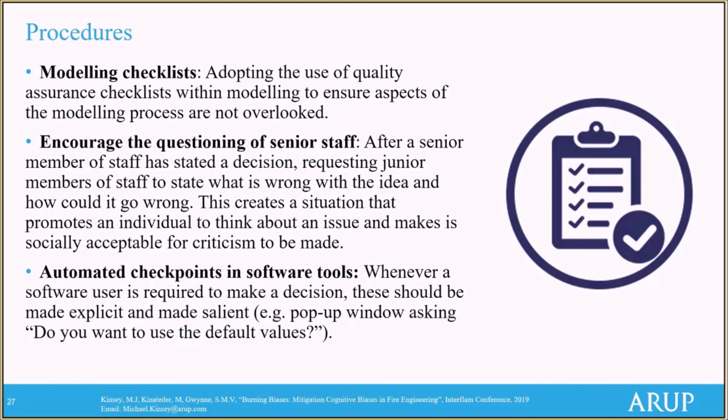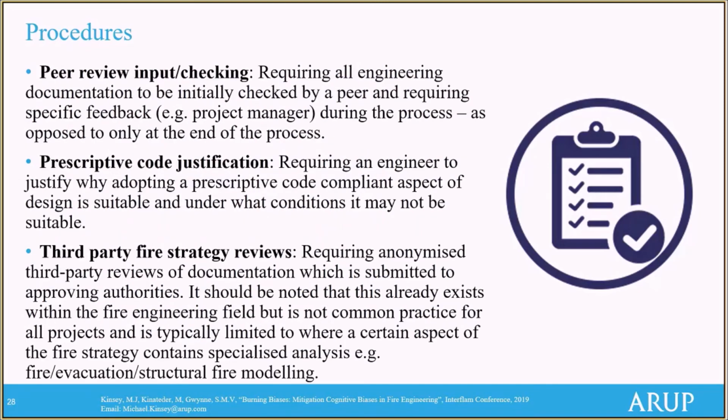So software developers in engineering have a role to play in this. Peer review and input checking is common, certainly internally, but also externally, to make sure that what you're doing is correct. Prescriptive code justification. A lot of the time you may follow what's written in a prescriptive code or guidance document and no one will question it, but maybe we should start asking sometimes, why have you done that? Why is that appropriate? This forces engineers to think about the justification rather than blindly follow prescriptive codes.